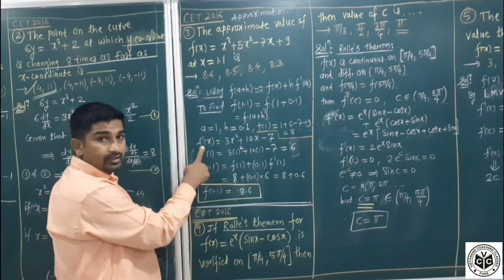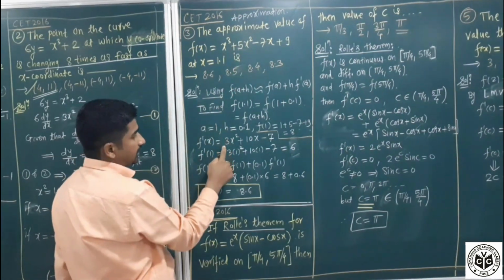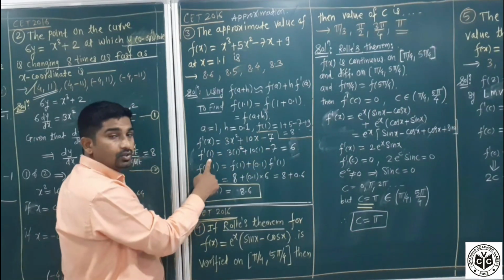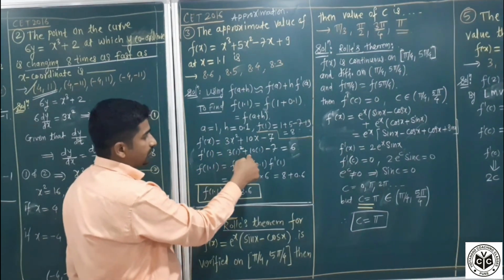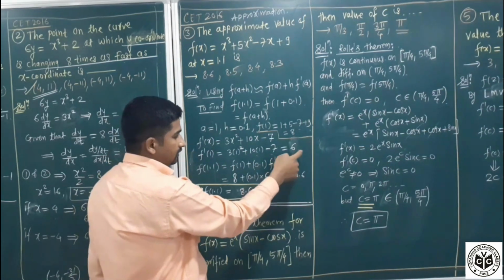So firstly find the differentiation, f dash x. What is the differentiation of x cube? It is 3x square plus 10x minus 7. Put x as 1. So it comes to 3 into 1 square plus 10 into 1 minus 7. So this comes to 6.